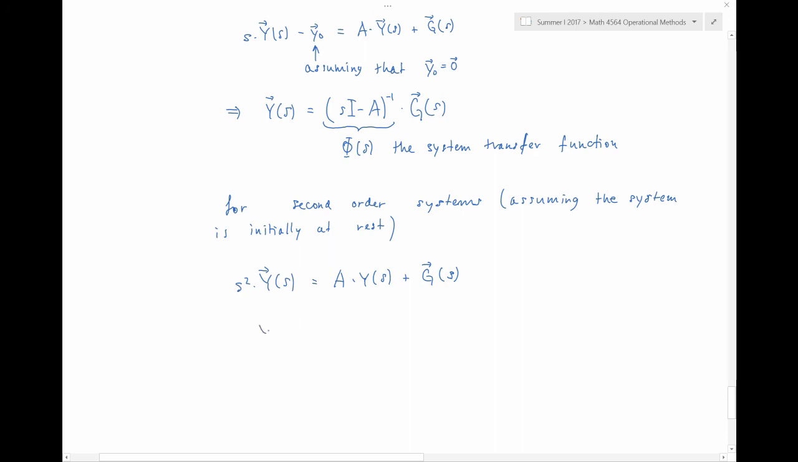And therefore y of s, after a bit of manipulations, becomes s squared times I minus A, inverted, times g of s. And this matrix inverse is going to be the system transfer function for the system of ODEs.